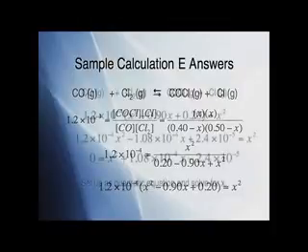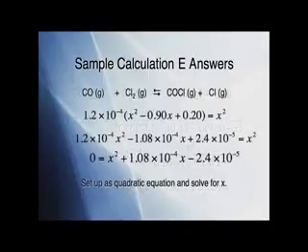My next step is to combine my x squares and get this equation set up so that it is equal to 0, so that we can use a quadratic equation to solve for x. So I'm first going to multiply through the left side of the equation by 1.2 times 10 to the negative fourth, which gives me 1.2 times 10 to the negative fourth x squared minus 1.08 times 10 to the negative fourth x plus 2.4 times 10 to the negative fifth is equal to x squared.